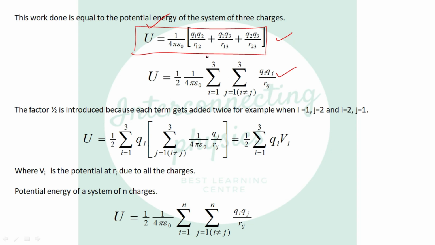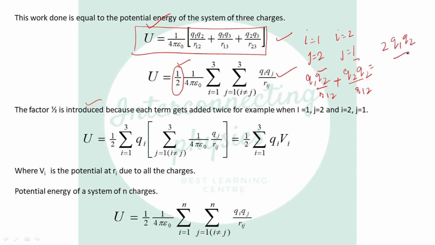Now you see here, we have 3 charges 1, 2 and 3. So summation i equal to 1 to 3 and j equal to 1 to 3. But this half factor is introduced because each term gets added twice. You see, if i equal to 1 and j equal to 2, then there is an option that i equal to 2 and j equal to 1. Means this time Q1 Q2 and this time Q2 Q1 over R12. So both are same. It means they will be added and result will be 2 Q1 Q2 over R12.